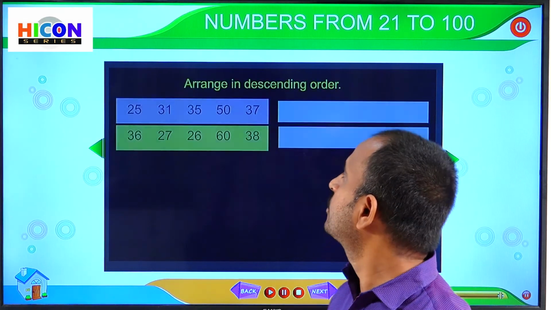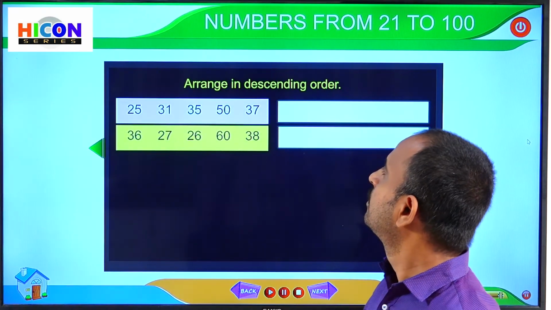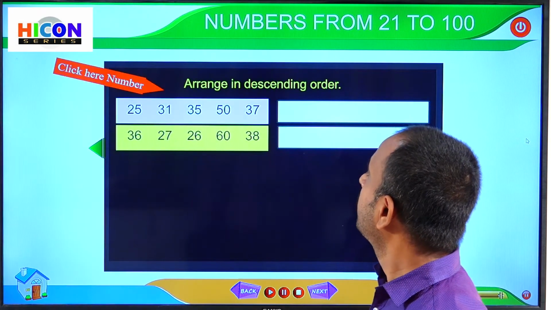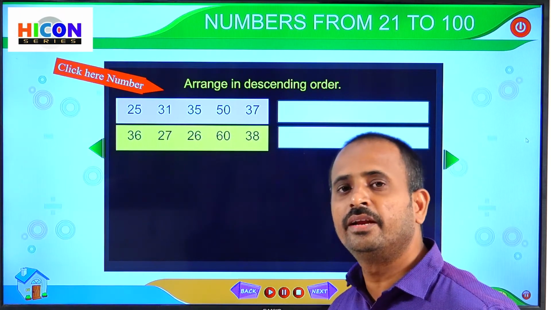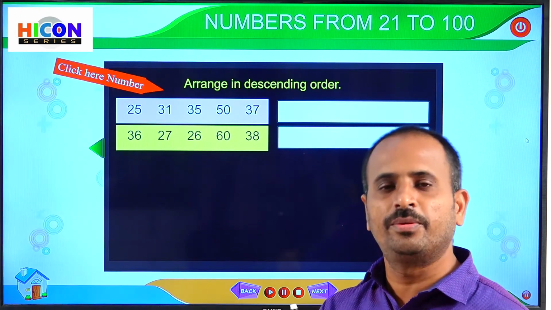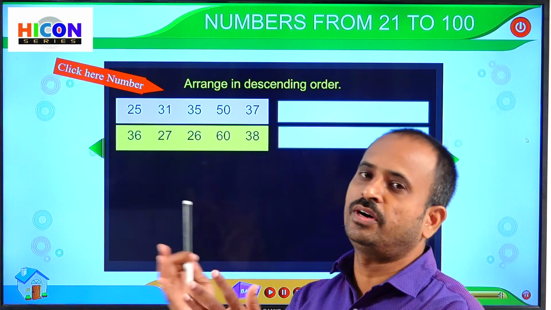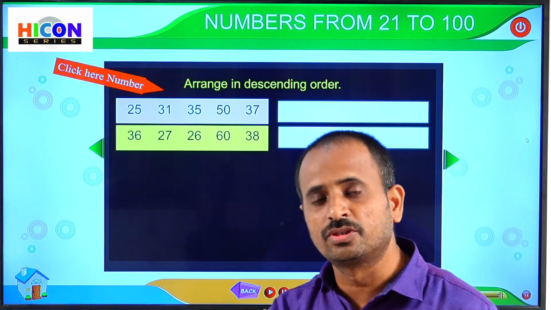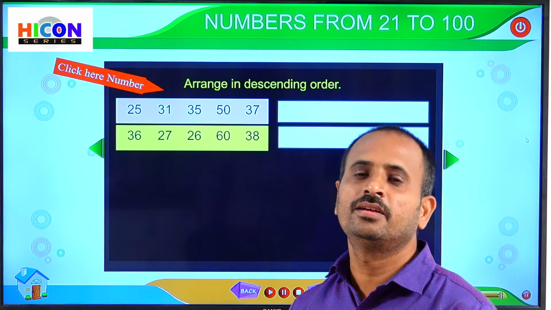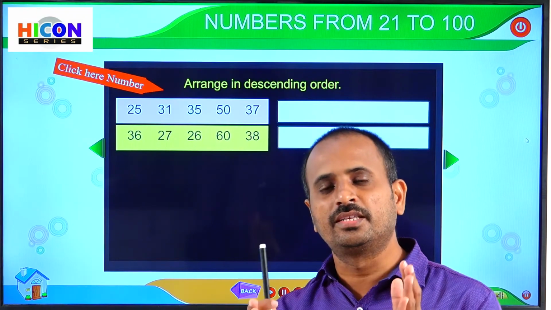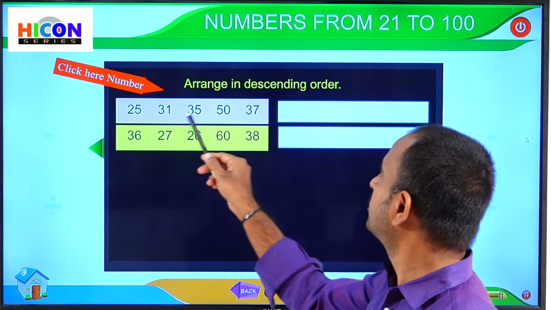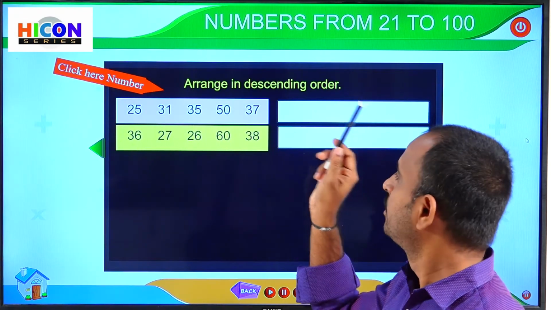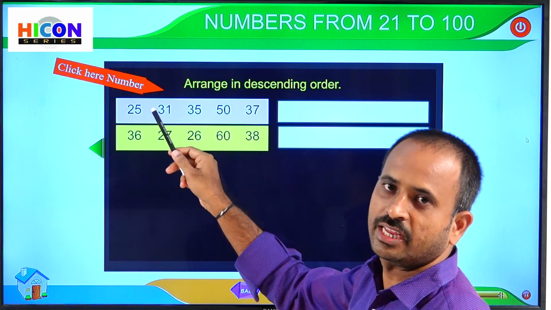Now let us go to the next section in the activity, that is the worksheet. It is arrange in descending order. Descending order means arrangement of numbers from greatest to smallest. So first we have to start descending order with the greatest number. Which one is the greatest number among these numbers? There are 5 numbers given.